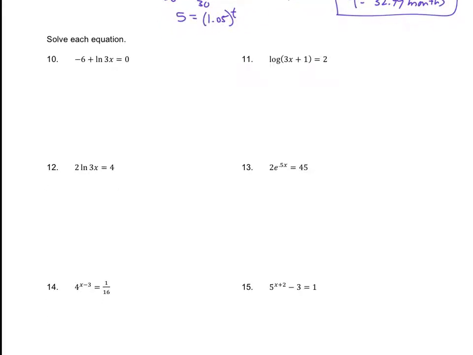So now with solving, we want to get everything over, isolate the log, get the log by itself on one side, and then we're going to convert that to exponential form. So plus 6. So natural log of 3x equals 6. We're going to rewrite that as e to the 6th power equals 3x. Divide by 3. So x equals e to the 6th over 3, which equals approximately 134.48.